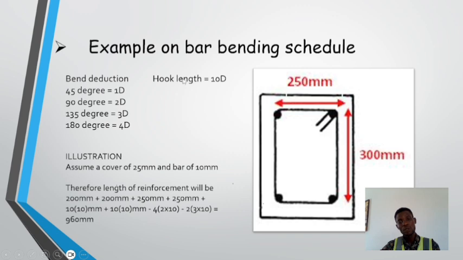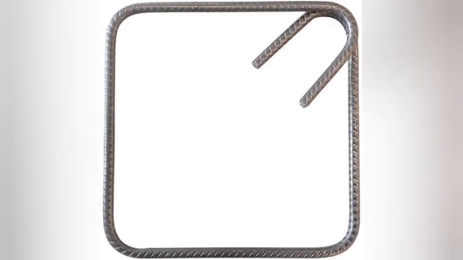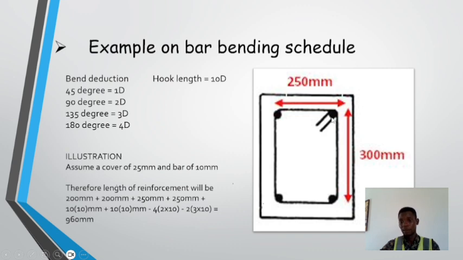Now the hook length formula. This is the hook, this is what we call the hook. This part is the stirrup, and the hook is part of the stirrup. The stirrup or the ring, depending on what I want to call it. The formula is 10D. If our reinforcement is 10 mm, then it's 10 multiplied by 10, which is 100. So you are going to have 100 here and 100 here. That is how it is done.